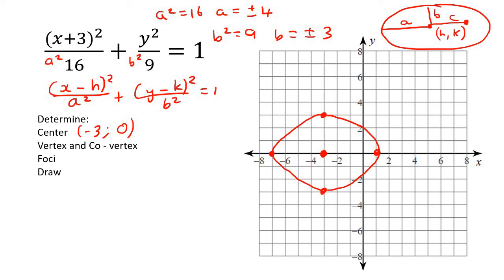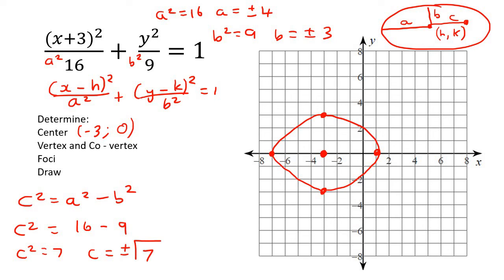The next thing we need to find is c. So to find c, we use this formula over here. It's always a minus b, not b minus a. And so that's going to give you 16, take away 9. So that's going to give us 7, and then c would be positive and negative square root 7. So square root 7 is approximately 2.6. So we're going to go 2.6 to the right, which is about there, and then 2.6 to the left, which is about there. Okay, now we can go get all the coordinates.